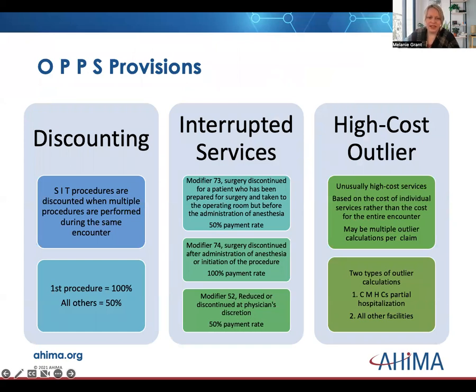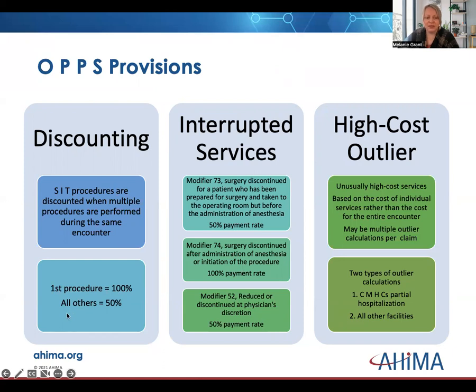The next thing we look at is the OPPS provisions. This is basically saying that some of our procedures will have an indicator of T, meaning that the status indicator says this is a multiple surgery. When performed with other surgeries, this would be allowable, but at a lower rate.